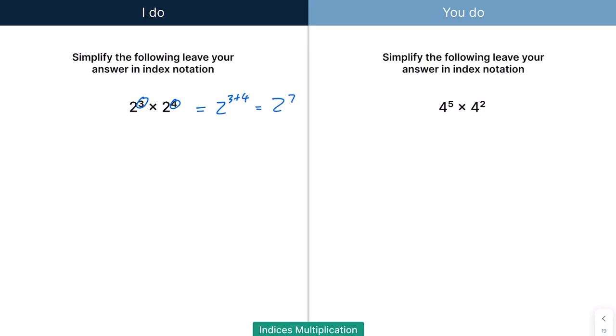Again, hopefully you've pressed pause and looked at this example. So this will then become 4. So we add the powers together. So that's 5 plus 2. So the answer becomes 4 to the power of 7.